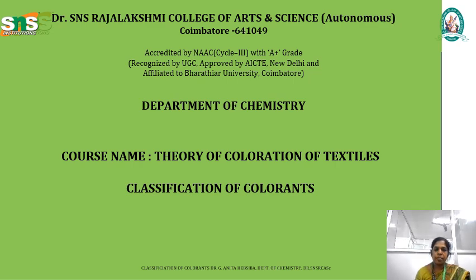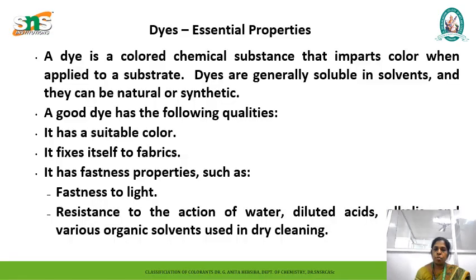Today we are going to study about the classification of colorants based on the application. Before going into the classification, let me give a quick recap of the essential properties of a dye. Actually, what is a dye? It is a colored chemical substance which imparts color when it is applied to a particular substrate. Here, our substrate is a textile fabric, and dyes are generally soluble in solvents and they can be natural or synthetic too. What are the important essential qualities of a dye?